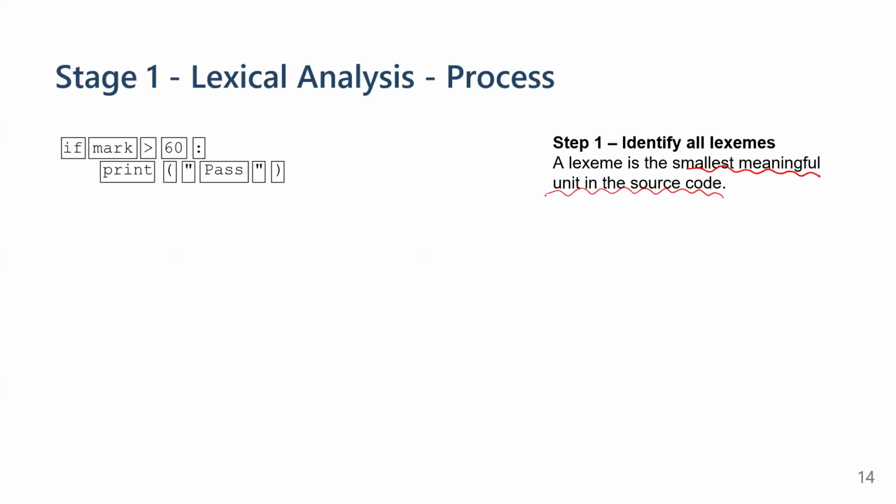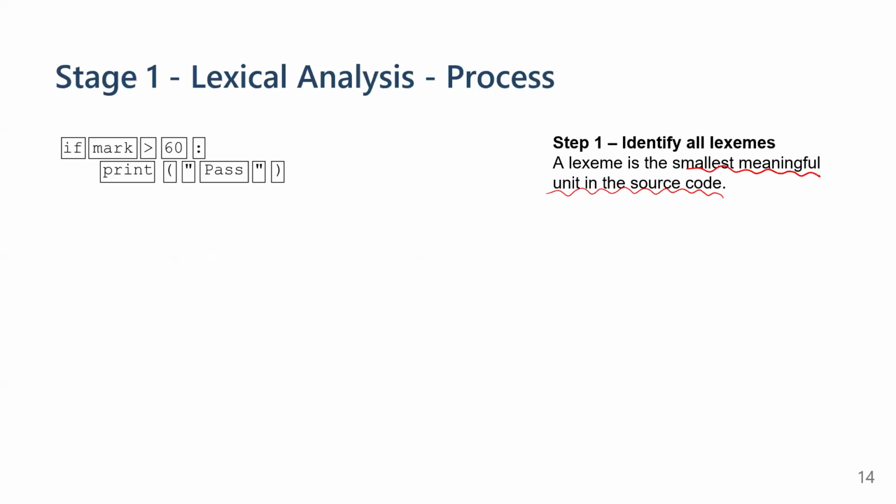As you can see on the left-hand side, I've put a box around each smallest unit in your program. As you can see, the if condition is the smallest unit or a lexeme. The mark variable is a lexeme. The greater than sign is a lexeme, so on and so forth. So all the lexemes are identified by the lexical analysis stage, and I've shown it to you on the slide using those boxes.